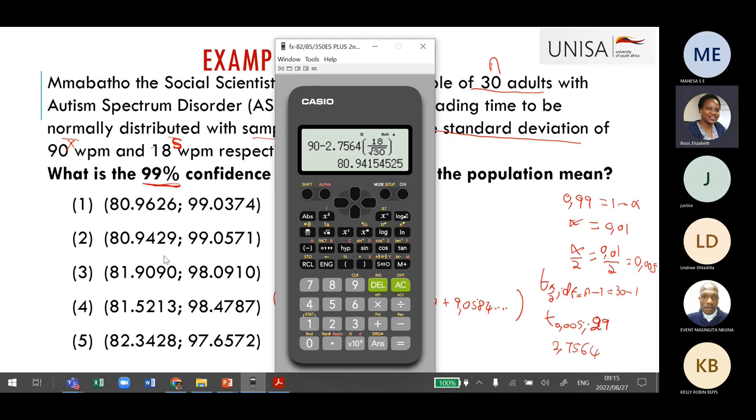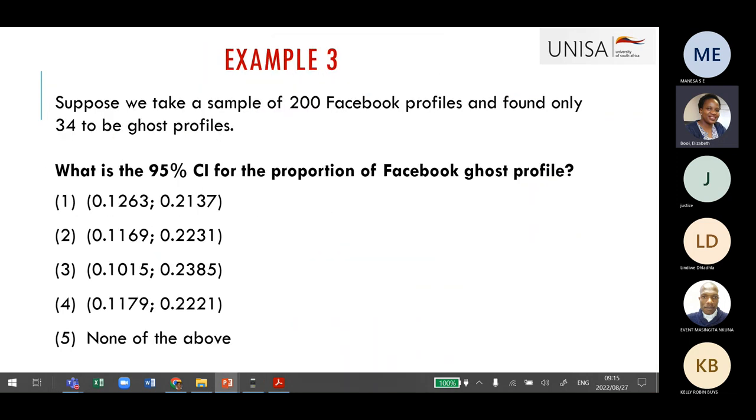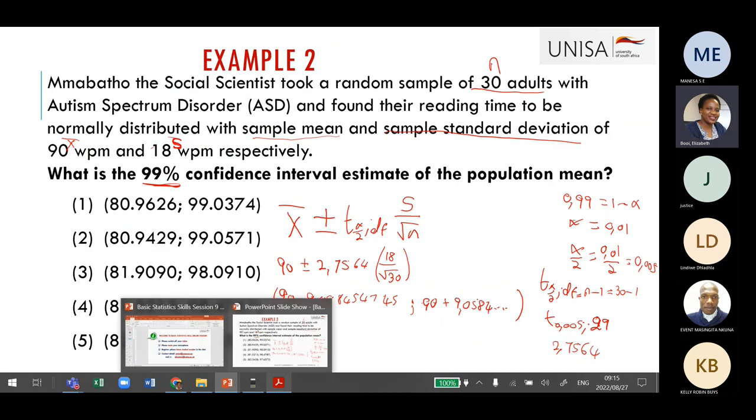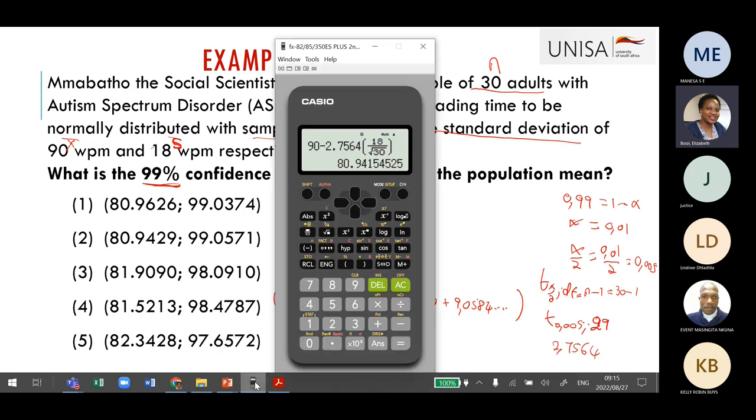Okay, so on this question also, they had a mistake there, because this is not 29. We will fix the slides. Okay, and then let's look at the upper one. Just change the minus to a plus.